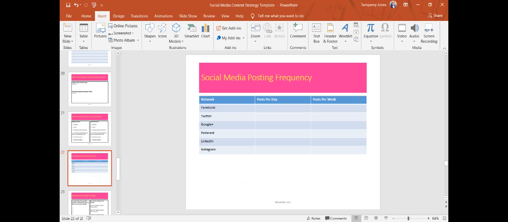Okay, your social media posting frequencies. How often are you posting on your accounts? How often do you plan to post on your accounts? So for my Facebook business page, I post at least 5 times a day. At least 5 times a day. For my Instagram, it's hit or miss, but I always make sure I do 3 Instagram stories a day.